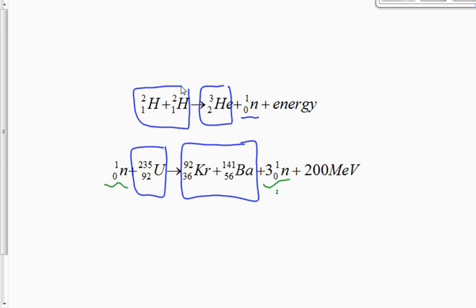Okay, we got to balance everything out, right? 236 and 92. 36 plus 56 plus 0 is 92. 92 plus 141 plus 3 neutrons gives me 236. That's why we need 3 neutrons on the right side of this one. Depends on the reaction. Maybe we only need 2. Maybe we need 4. But there's always going to be neutrons on the right side. They don't play any part in determining what kind of reaction it is. Okay? But they do play a really important part in sustaining that. What's the word I'm looking for? These guys are the things that sustain the chain reaction.